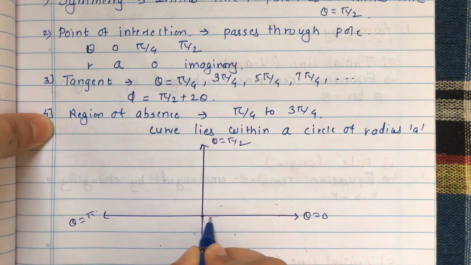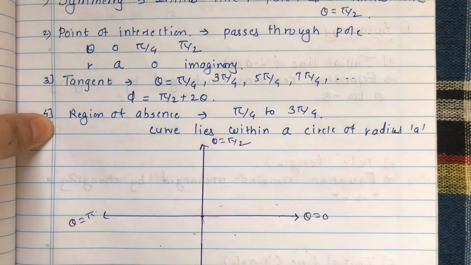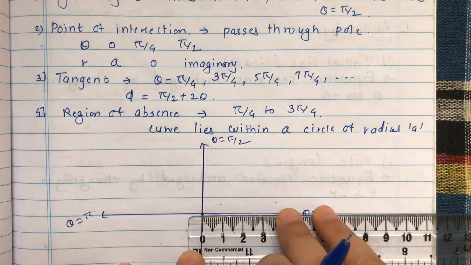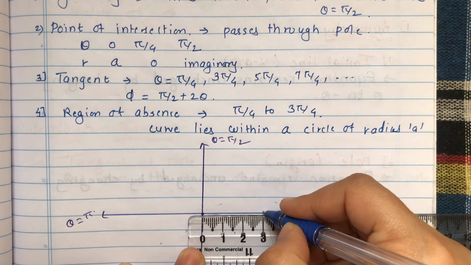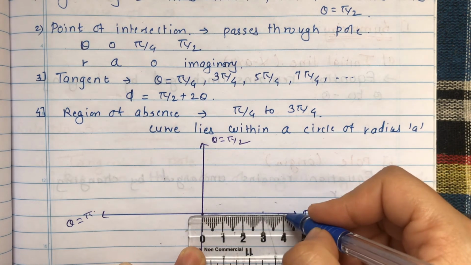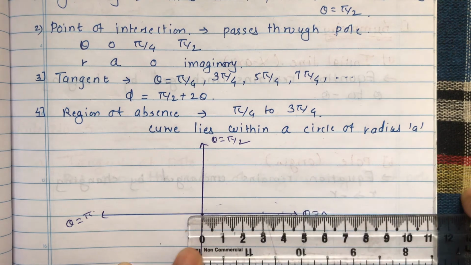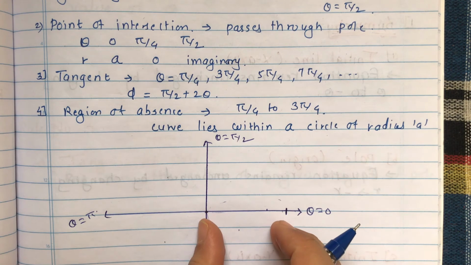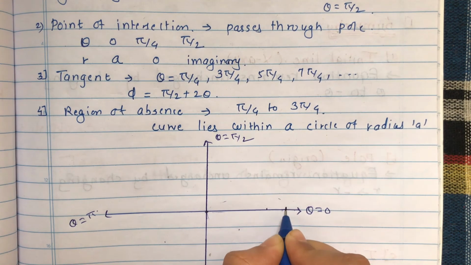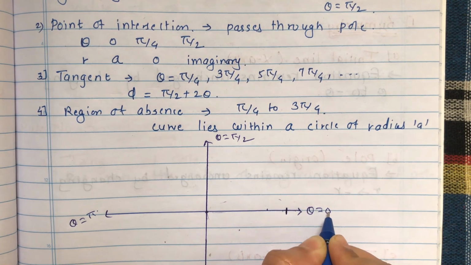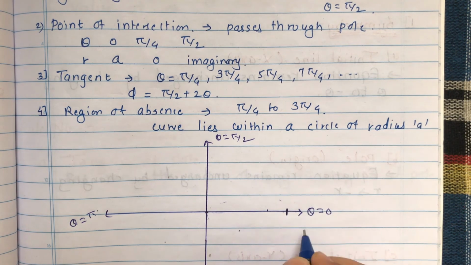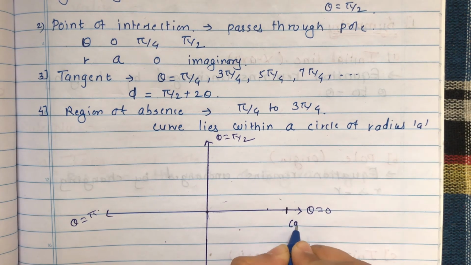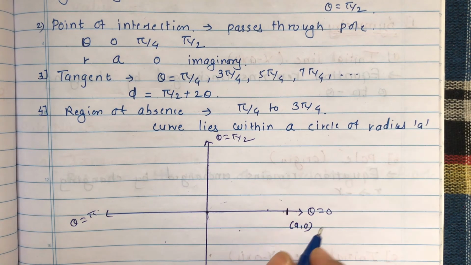Then we have to take a distance r. So we will take a distance, suppose this is 3 centimeter, we will consider as a, or we will take 4. Okay, so this will be our a distance. So this will be the point when theta is equal to 0. Or if we want to plot this in Cartesian system, we will write a comma 0, right?